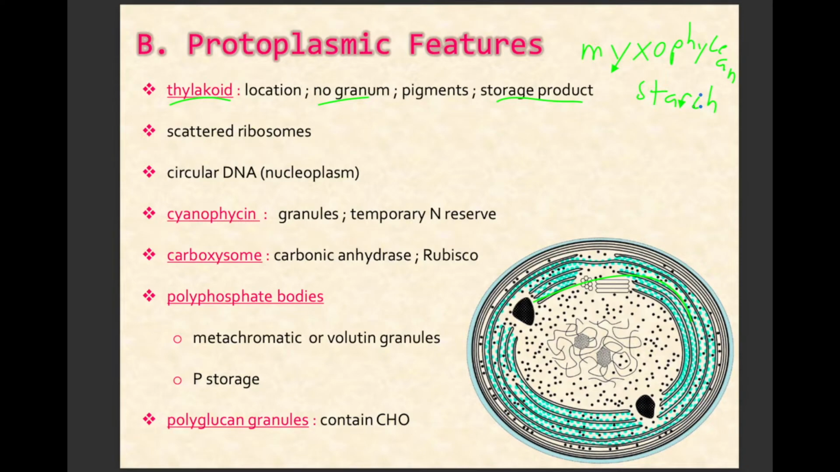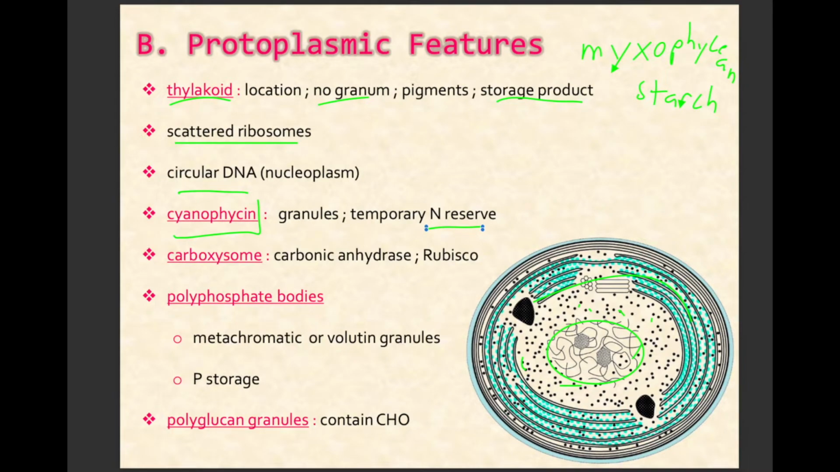They also have scattered ribosomes across their body, I mean their cell. You also have a circular DNA in the nucleoplasm. And you also have different proteins or granules that you can observe. You have cyanophycin, which are granules that serve as a temporary nitrogen reserve of your cell. Again, nitrogen is very important for protein synthesis later on in the life cycle of your organism.